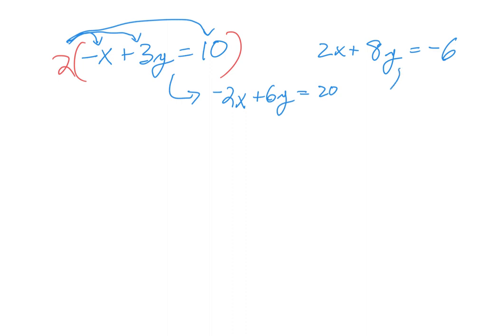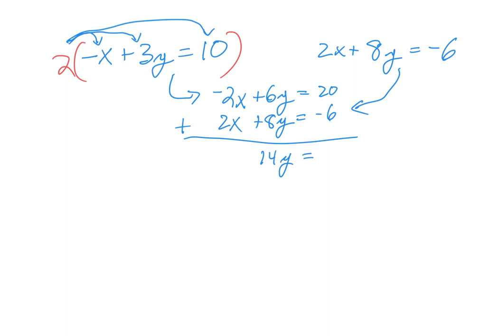I'm going to bring the second equation down directly underneath it, 2x plus 8y equals negative 6. Now, if I add, I am going to be able to get rid of those x's right away. That's why some people call this the elimination method. I'm eliminating the x's. Negative 2x plus 2x, 0. Yay. 6y plus 8y, 14y. 20 minus 6, or plus a negative 6, 14. Divide both sides by 14, y equals 1.